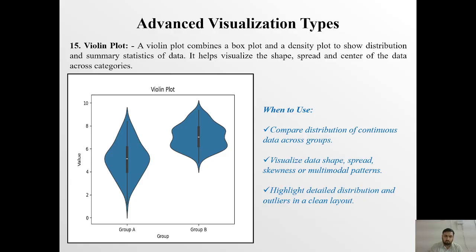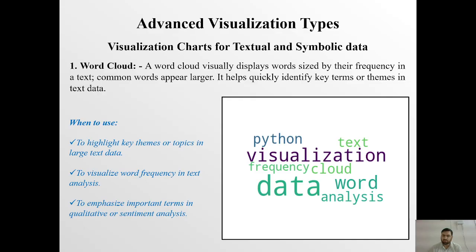Violin plot. A violin plot combines a box plot with a density plot to show the distribution and summary statistics of data. It helps visualize the shape, spread, and center of the data across categories. When to use: to compare the distribution of continuous data across groups, visualize data shape, spread, skewness, or multimodal patterns, and highlight detailed distribution and outliers in a clean layout.